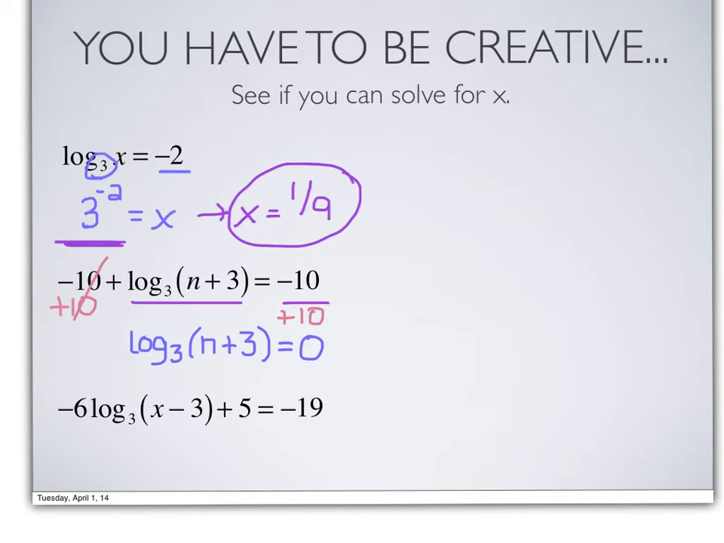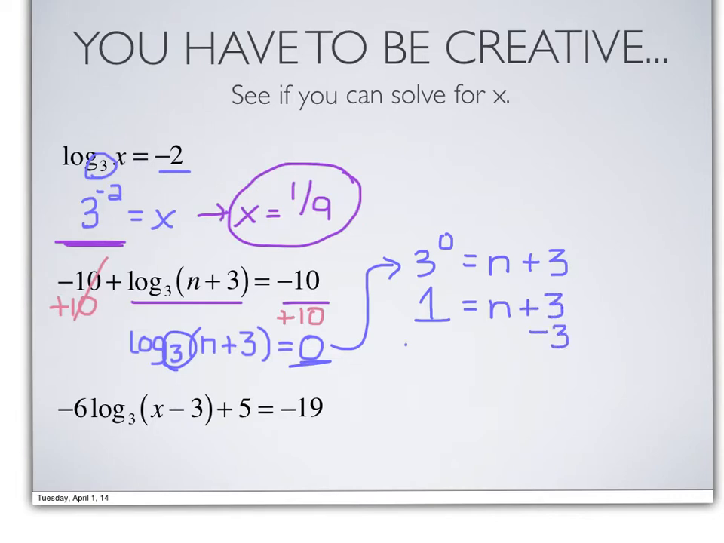Okay, so now I have that form that I had up here. I have that log equal to a number, and now I can rearrange it and put it in exponential form. So in exponential form, this would say 3 to the power of 0 equals n plus 3. Well, 3 to the power of 0 is equal to 1. Anything to the power of 0 is equal to 1. So now this says 1 equals n plus 3.